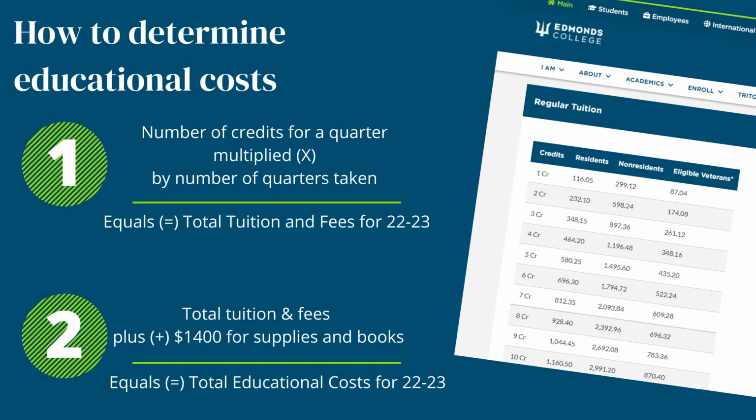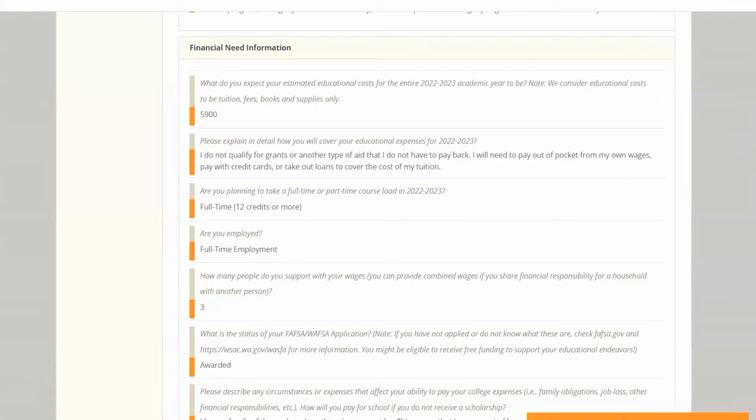An example of this is if a student is taking a 16-unit course load for 3 quarters, that's $4,500 for a domestic student pursuing an associate's degree. If you add $4,500 for tuition with $1,400 for supply book cost, the total amount is $5,900. That is the amount for educational costs.